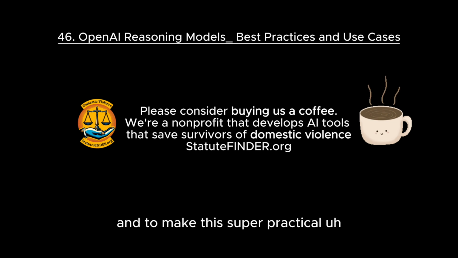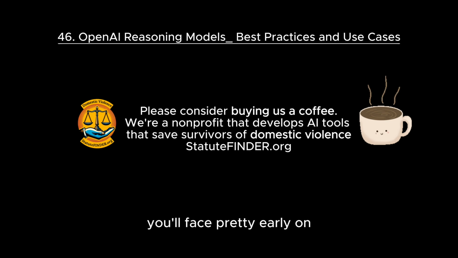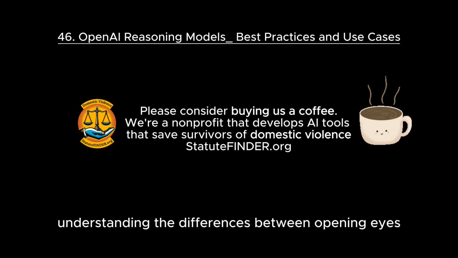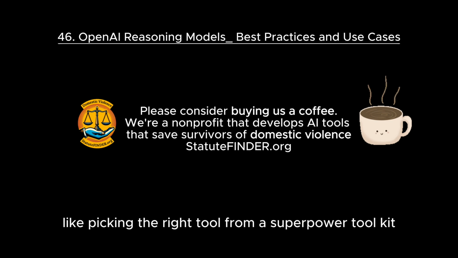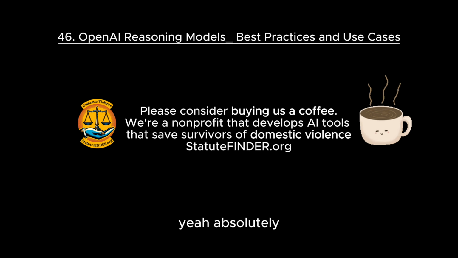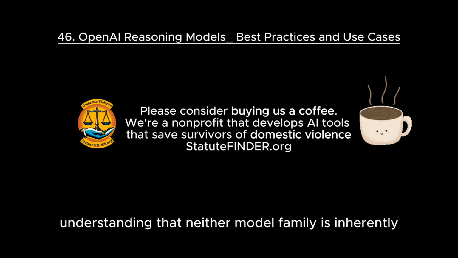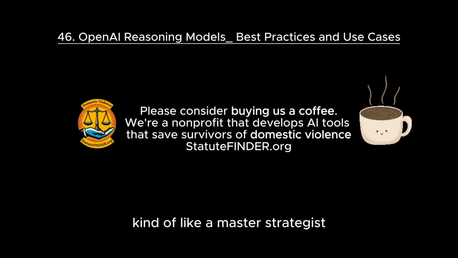And to make this super practical, we're going to focus on one key decision you'll face pretty early on, and that's understanding the differences between OpenAI's reasoning models and the GPT models. Yeah. Kind of like picking the right tool from a superpower toolkit, which can be a little overwhelming at first. Yeah, absolutely. And the key is understanding that neither model family is inherently superior. They excel in different areas, kind of like a master strategist versus a highly efficient workhorse.